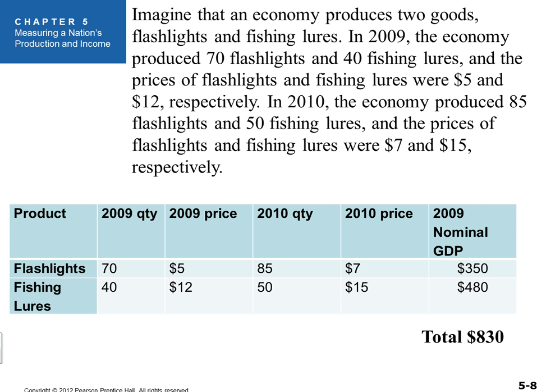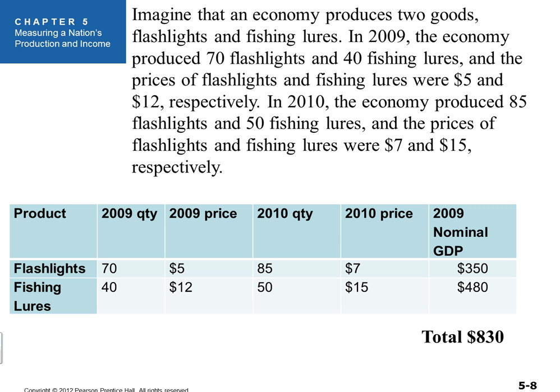And in 2009, the economy produced 70 flashlights and 40 fishing lures. And the prices of flashlights and fishing lures were $5 and $12 respectively. Then in 2010, the economy produced 85 flashlights and 50 fishing lures. And the prices of the flashlights and fishing lures were $7 and $15 respectively.